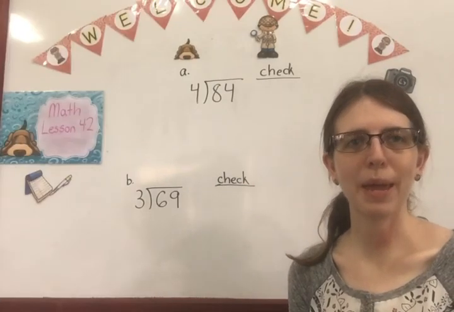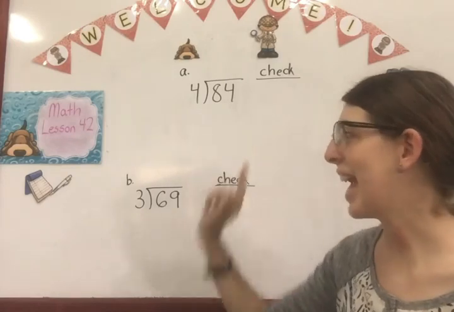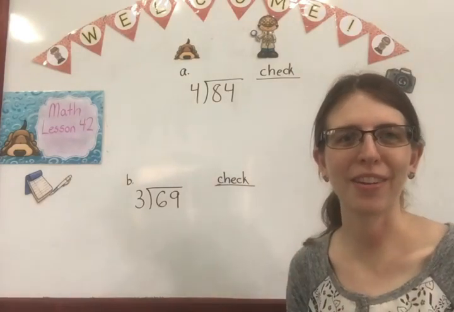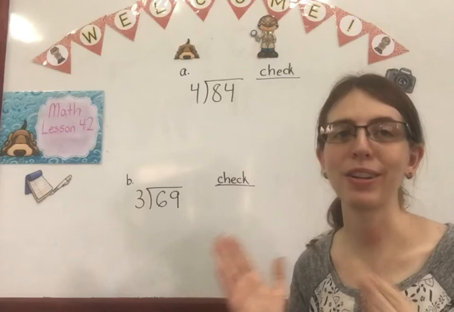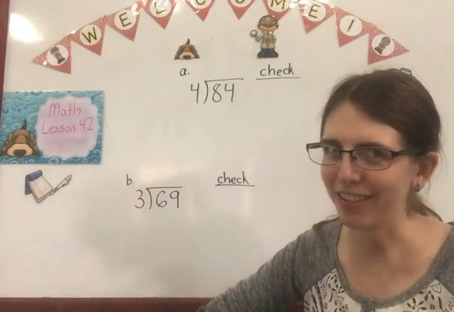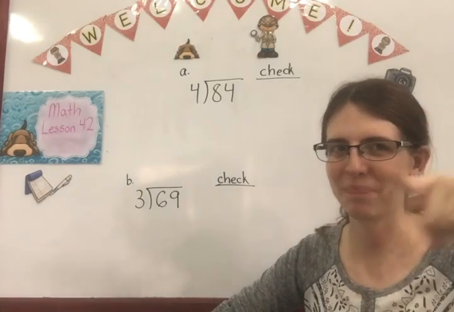For number 2 on your paper, we are going to look at both A and B together. We're going to do them together. Ready? Okay, make sure you're participating, not just waiting for me to write down the answers, okay? Participate. Here we go.